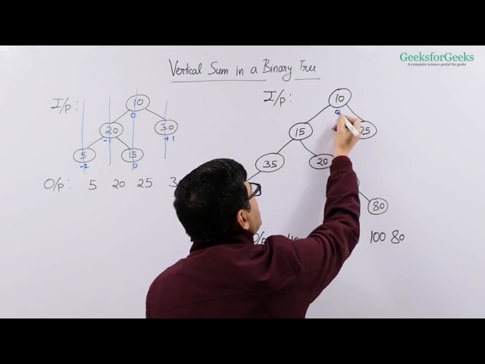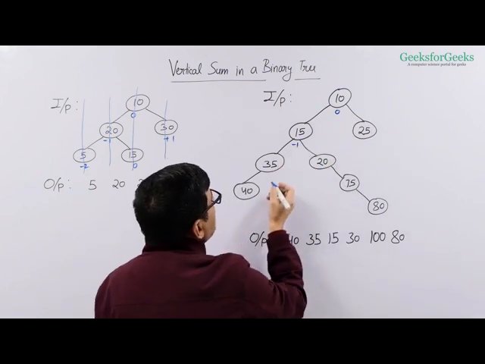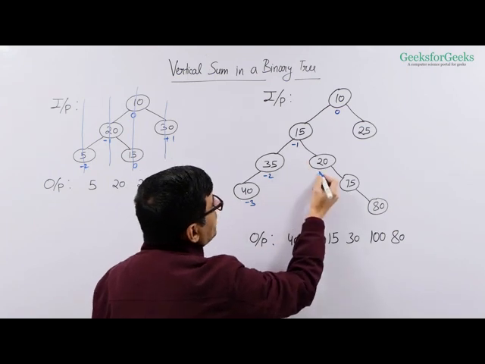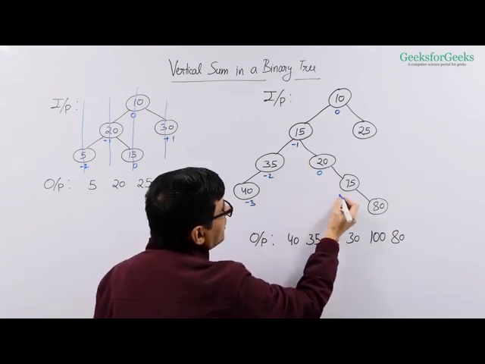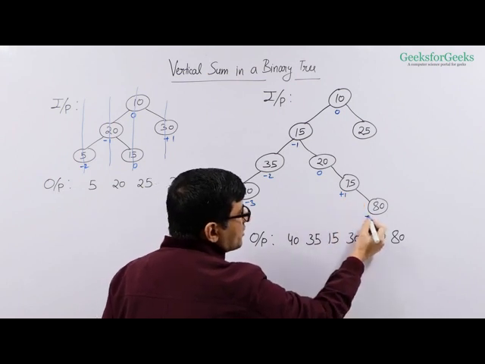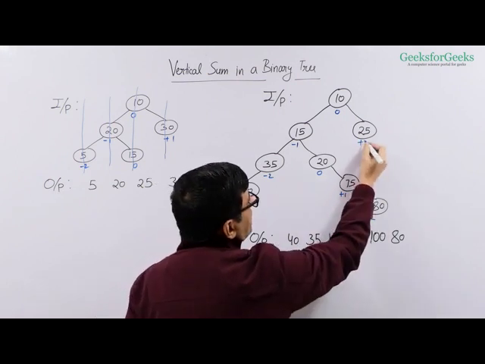Horizontal distance of this is 0, this is minus 1, this is minus 2, this is minus 3. And this one is minus 1, plus 1, 0, 0, plus 1, plus 1, plus 1, plus 1, plus 2. And this one is plus 1.